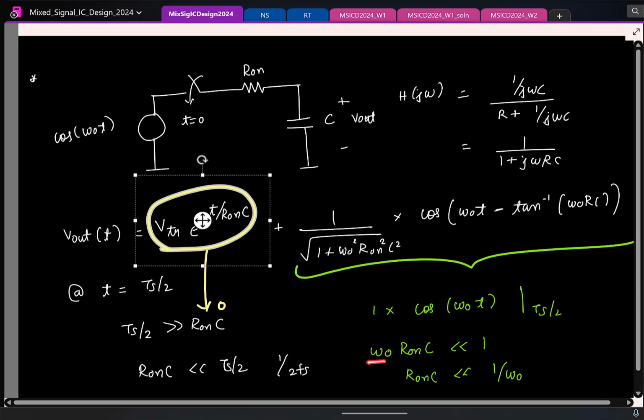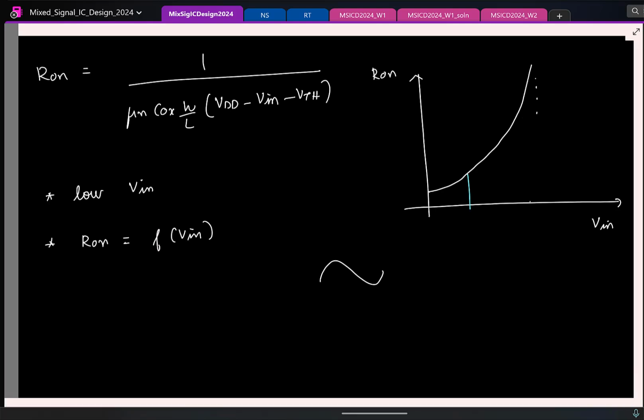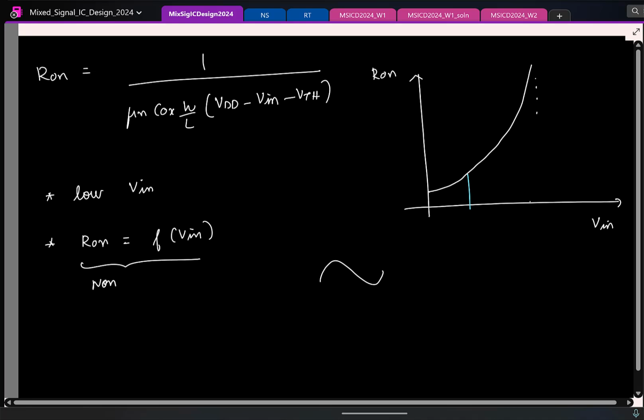provided you make sure this is much smaller than 1, then you can ignore it. If you can't ignore it so much, then because we have R on here and R on itself is a non-linear function of the input, the output will be a non-linear function of the input. Okay, so this is a non-linear function. So when you use it with a time varying signal, you will end up with non-linearity.